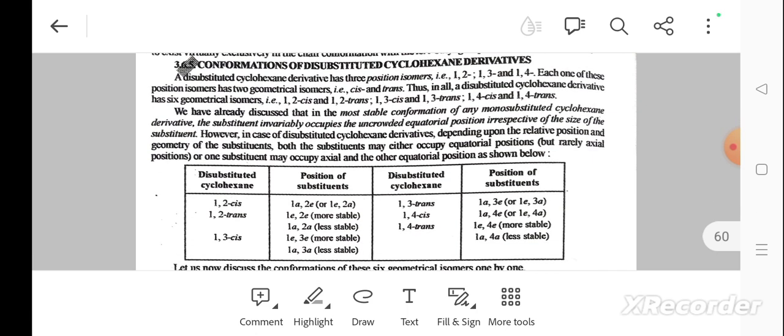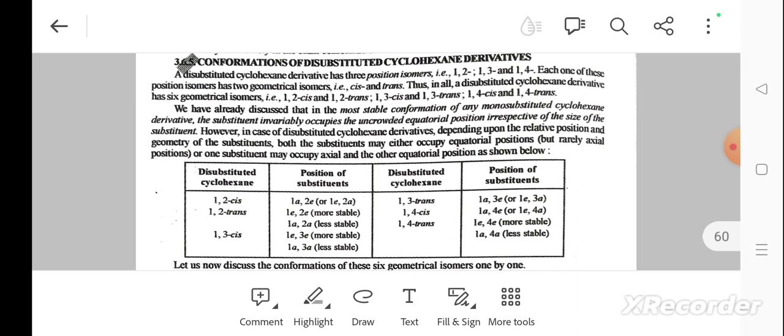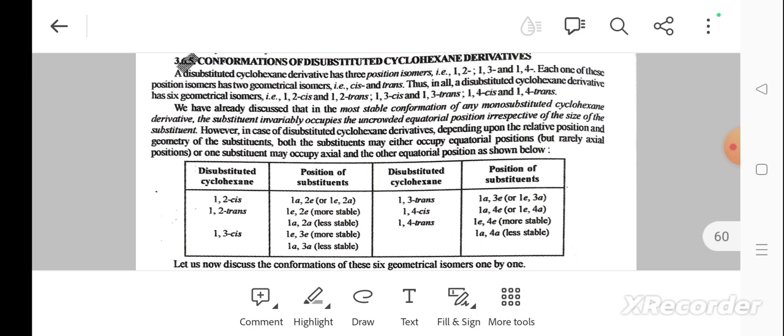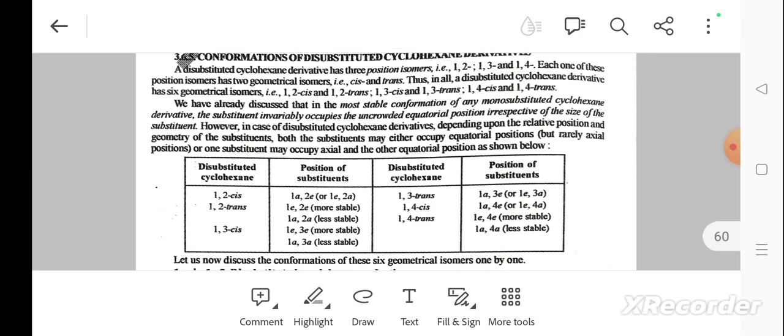Conformation of disubstituted cyclohexane derivatives. These disubstituted cyclohexane derivatives have three positional isomers: 1,2, 1,3 and 1,4. Each of these positional isomers has geometrical isomers, cis and trans. Thus, in all, disubstituted cyclohexane derivatives have six geometrical isomers: 1,2 cis, 1,2 trans, 1,3 cis, 1,3 trans, 1,4 cis, 1,4 trans.